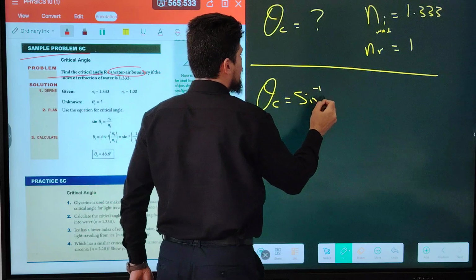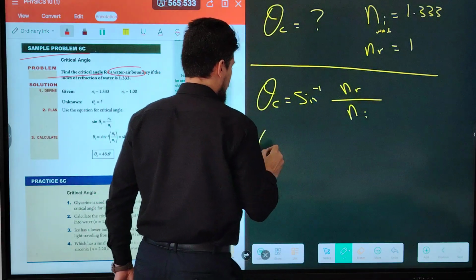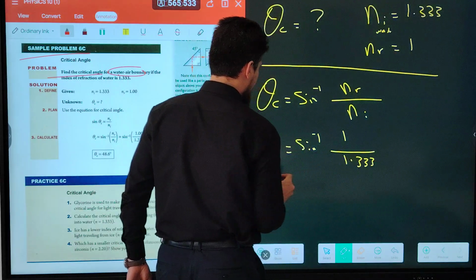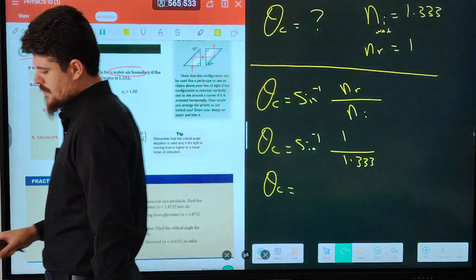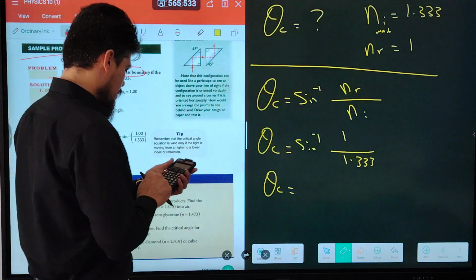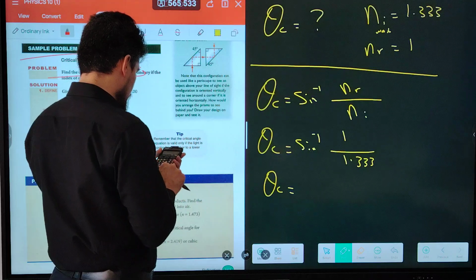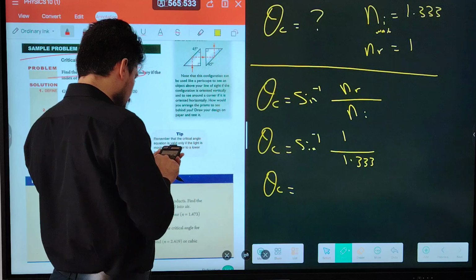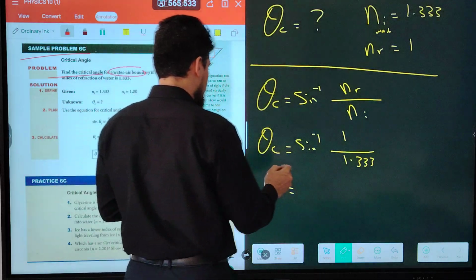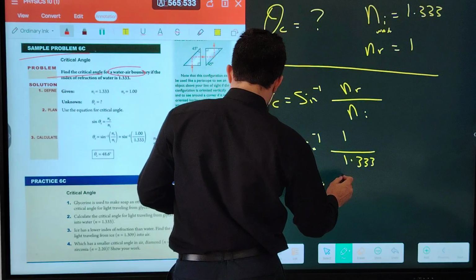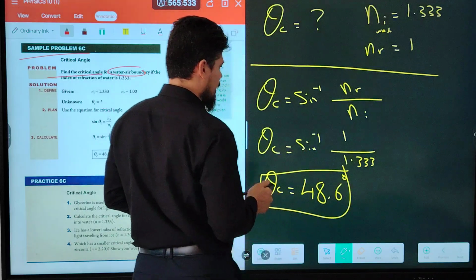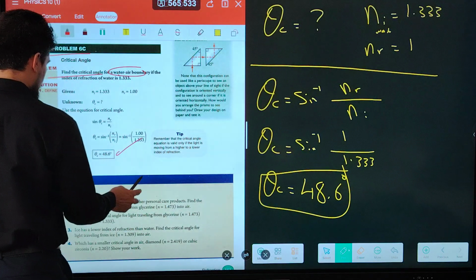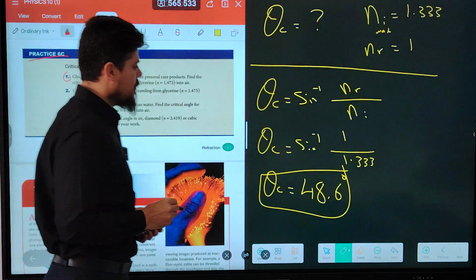Critical angle is equal to sine inverse Nr over Ni. Critical angle is sine inverse 1 over 1.333. Critical angle is equal to what? 1 divided by 1.33, and then shift sine inverse, for the answer 48.6 degrees. This is the critical angle. If the angle of incidence is bigger than 48.6, it's going to be total internal reflection.